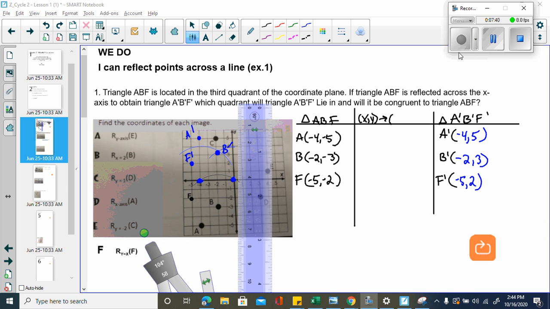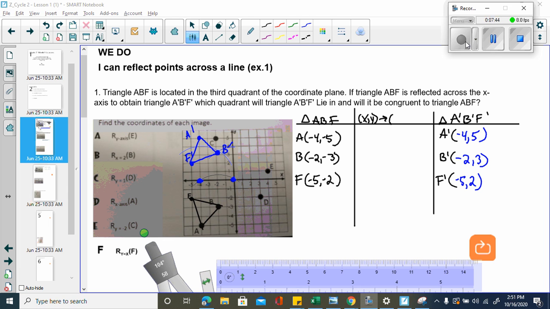Now I'm going to connect the points on my transformed figure. I'm going to connect A prime to B prime and F prime to make a new triangle, my image. After connecting the points, I can visually see my pre-image, which is in black, and my image, which is in blue, after the reflection across the x-axis. Essentially this is the mirror image of my original.